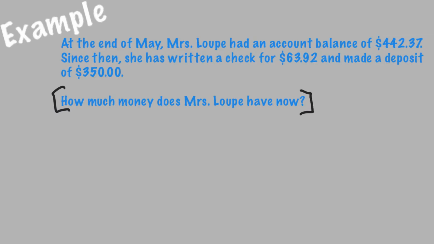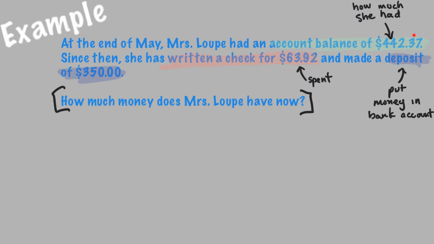Well, if I'm looking for how much she has now, let's go back and figure out what happened in this story. So here it tells me that she had an account balance of $442.37. That means that's how much money she had when she began this story. Since then, she has written a check for $63.92. So if she wrote a check, what that means is that she spent that money. And then finally, at the end of the story, she made a deposit of $350. So a deposit is when you put money into your bank account.